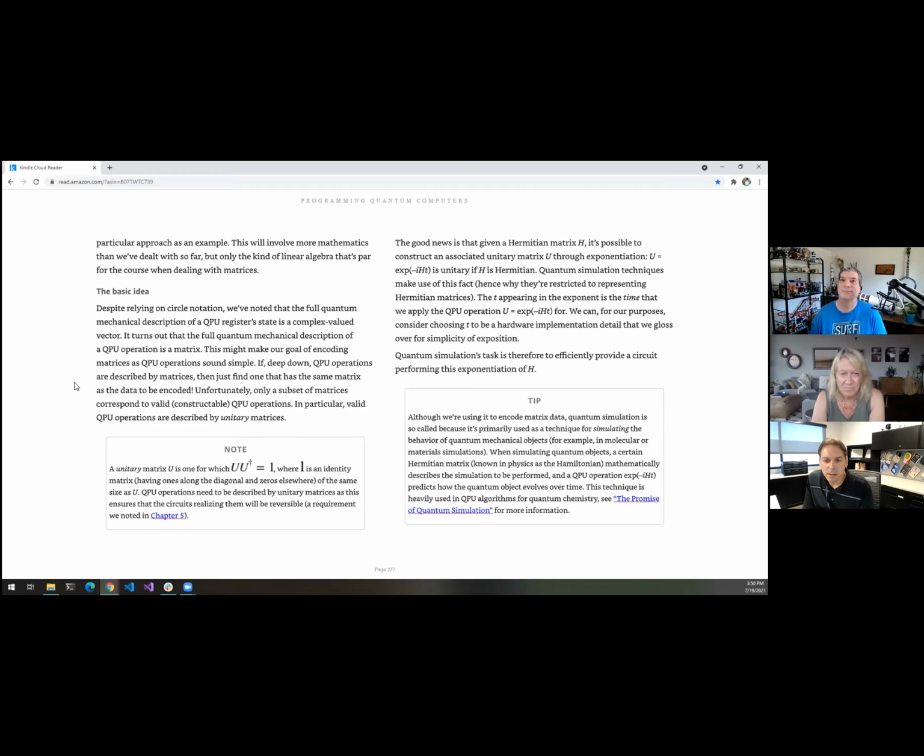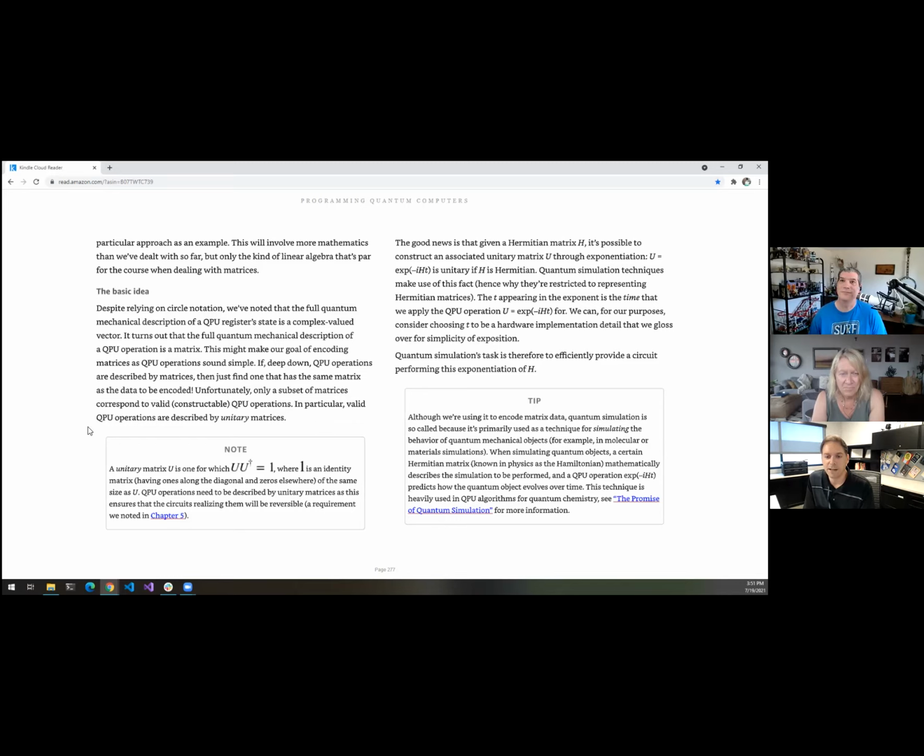let's see. So he talks about, okay, so our goal is encoding matrices as QPU operations. That might sound simple. If deep down they're described by matrices, then just find the one that has the same matrix as the data to be encoded. Unfortunately, only a subset of matrices correspond to actual valid QPU operations. So once again, we realize all the matrices you can design under the sun, not all of them can be represented as operations. But this was the interesting part here.